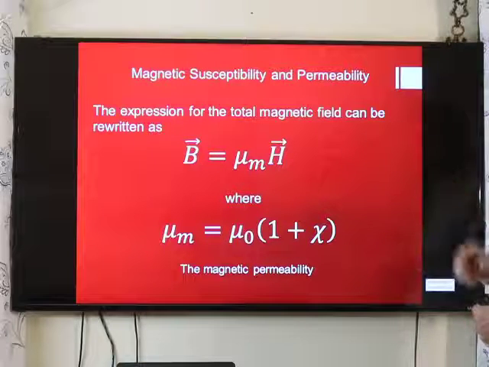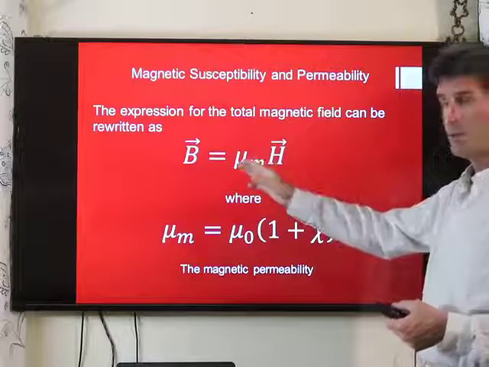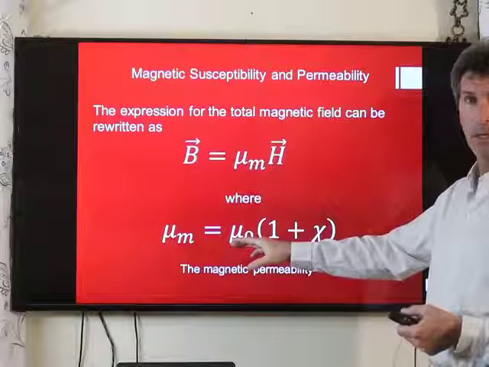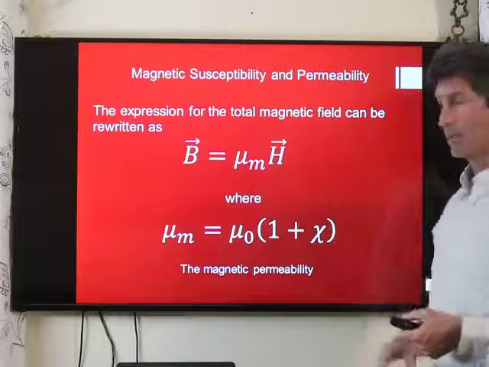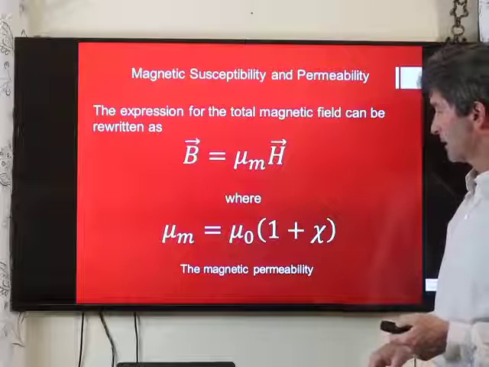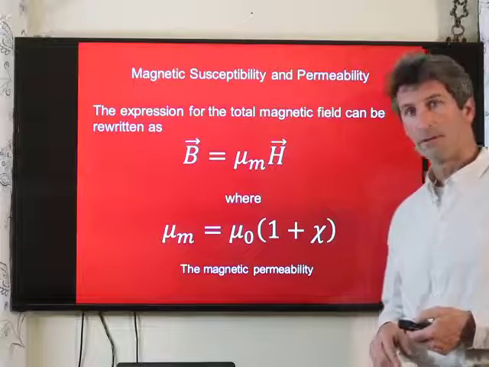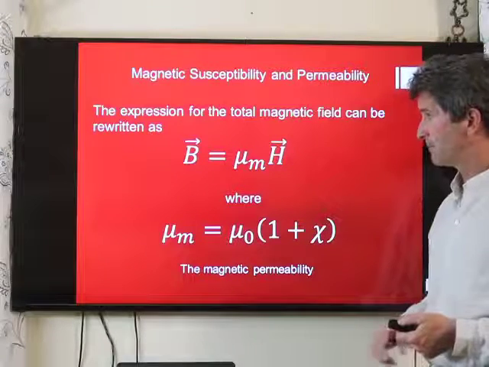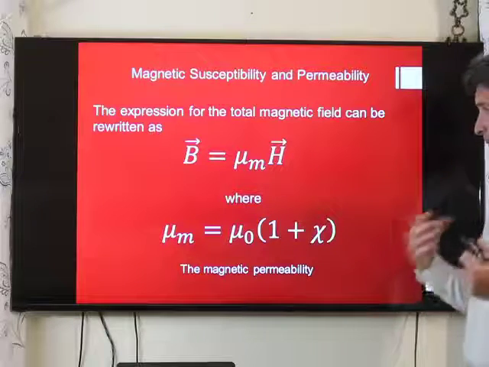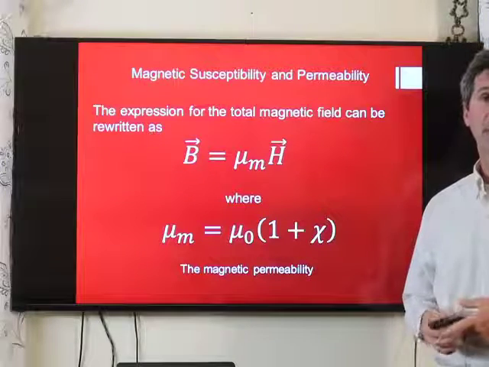So again, the expression for the total magnetic field can now be written with mu m. Mu m is a contribution from our external magnetic field once again, and also the contribution from the susceptibility of the material. So sometimes you'll see this magnetic permeability written instead of talking about the magnetic susceptibility. Magnetic permeability has the same units as mu 0, and if it's greater than mu 0, then we tend to have a magnetic material.